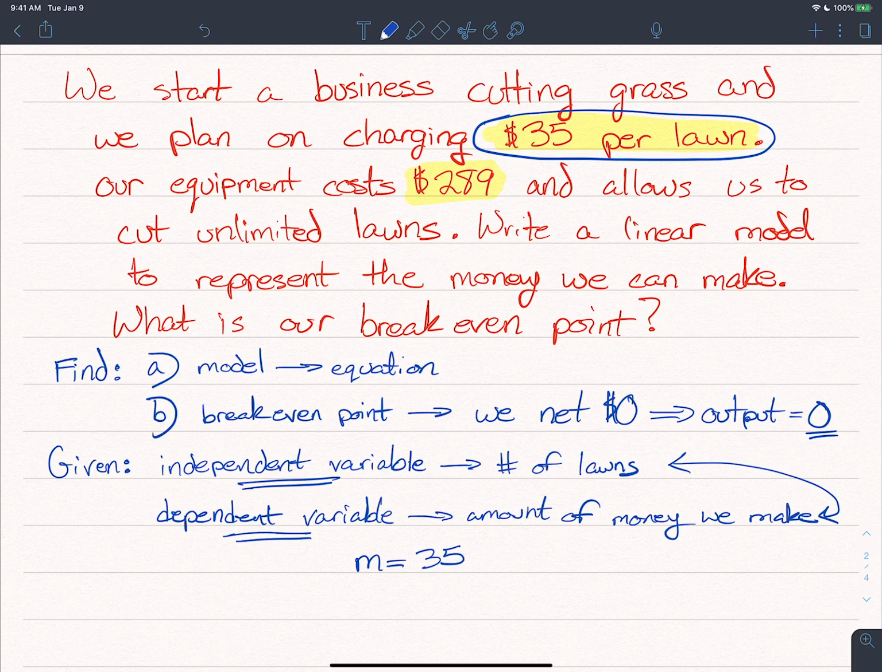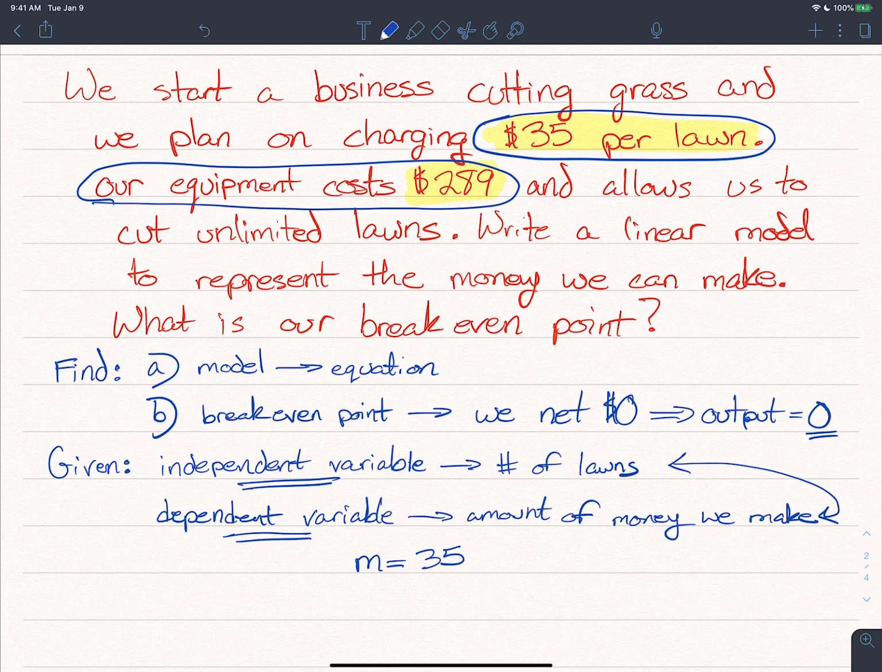Now, what else does the problem tell us? Well, the problem gives us this. Our equipment costs $289. So that's basically going to be our starting point. What do we call our starting point? We call our starting point the y-intercept. So let me write this. This is the slope. And our y-intercept, or b, is what? Is it going to be 289 or minus 289? Yeah, it's going to be minus 289. Why? Because that's money we spent. That's not money we made. That's money we're in the hole. And that is our y-intercept.